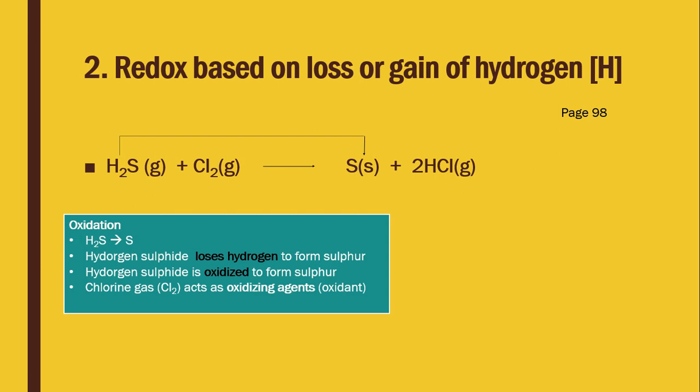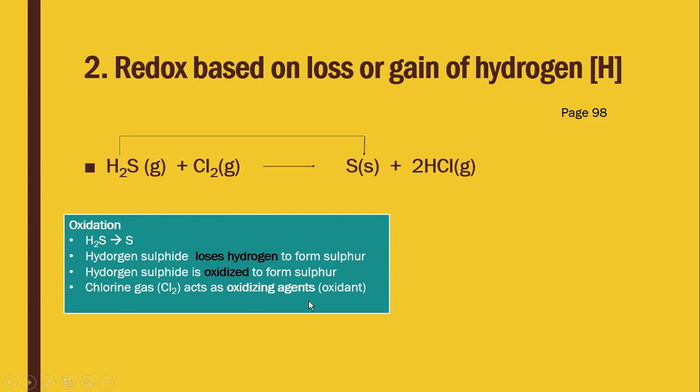Okay, so as usual you have to explain one by one. For oxidation first, we can say hydrogen sulfide H2S loses hydrogen to form sulfur. Okay, and hydrogen sulfide is oxidized to form sulfur. So here chlorine gas acts as the oxidizing agent.